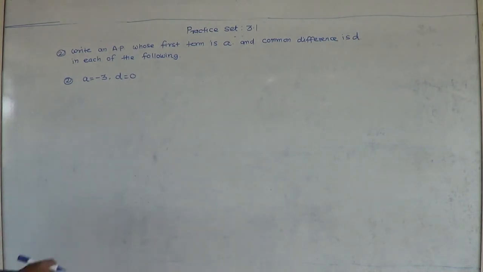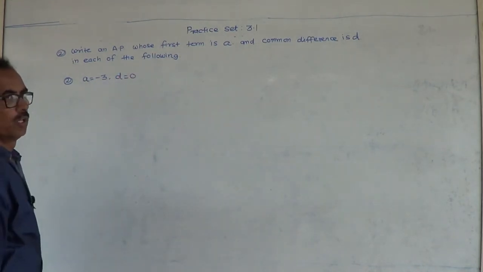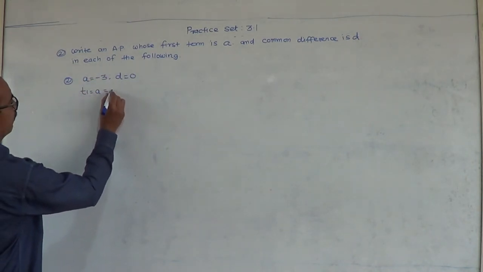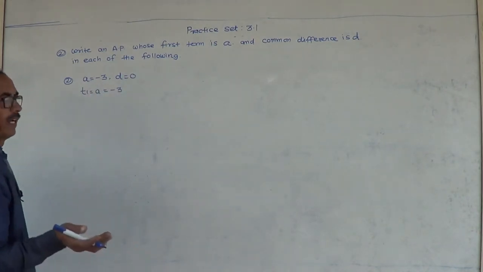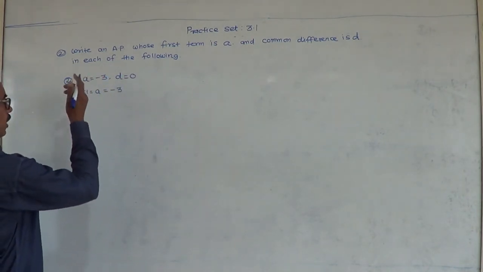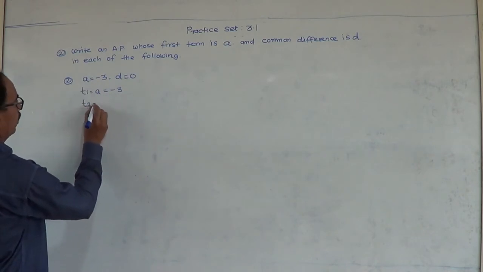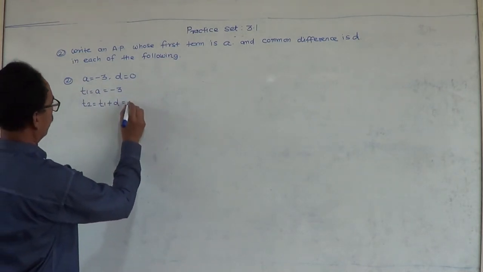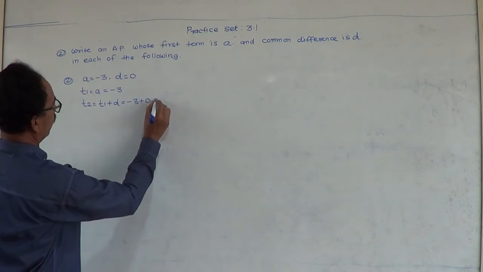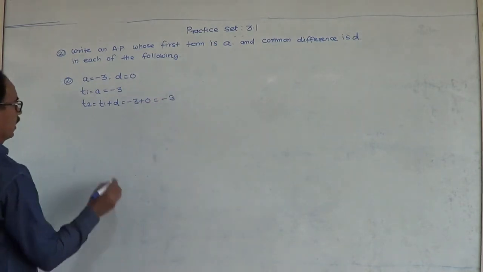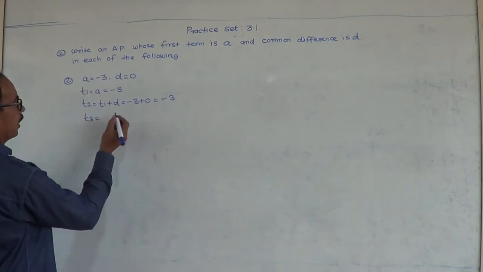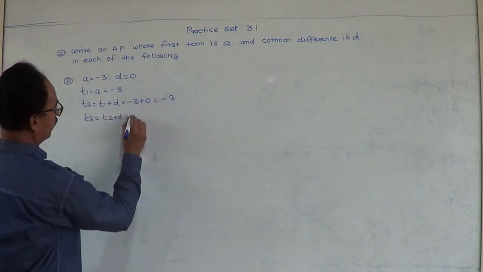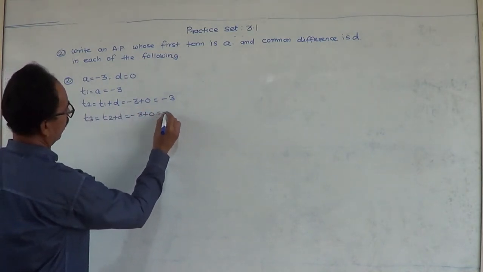Next example, we have given the value of A, that is -3 and D is 0. So our first term is A, that is T1. T1 is equal to A and that is -3. To find T2, add D to the T1. So T2 will be equal to T1 plus D, and T1 is -3, value of D is 0, and we will get -3. Again to find T3 we will add D to T2, so T2 plus D. Again T2 is -3, we have to add 0 and we will get again -3.